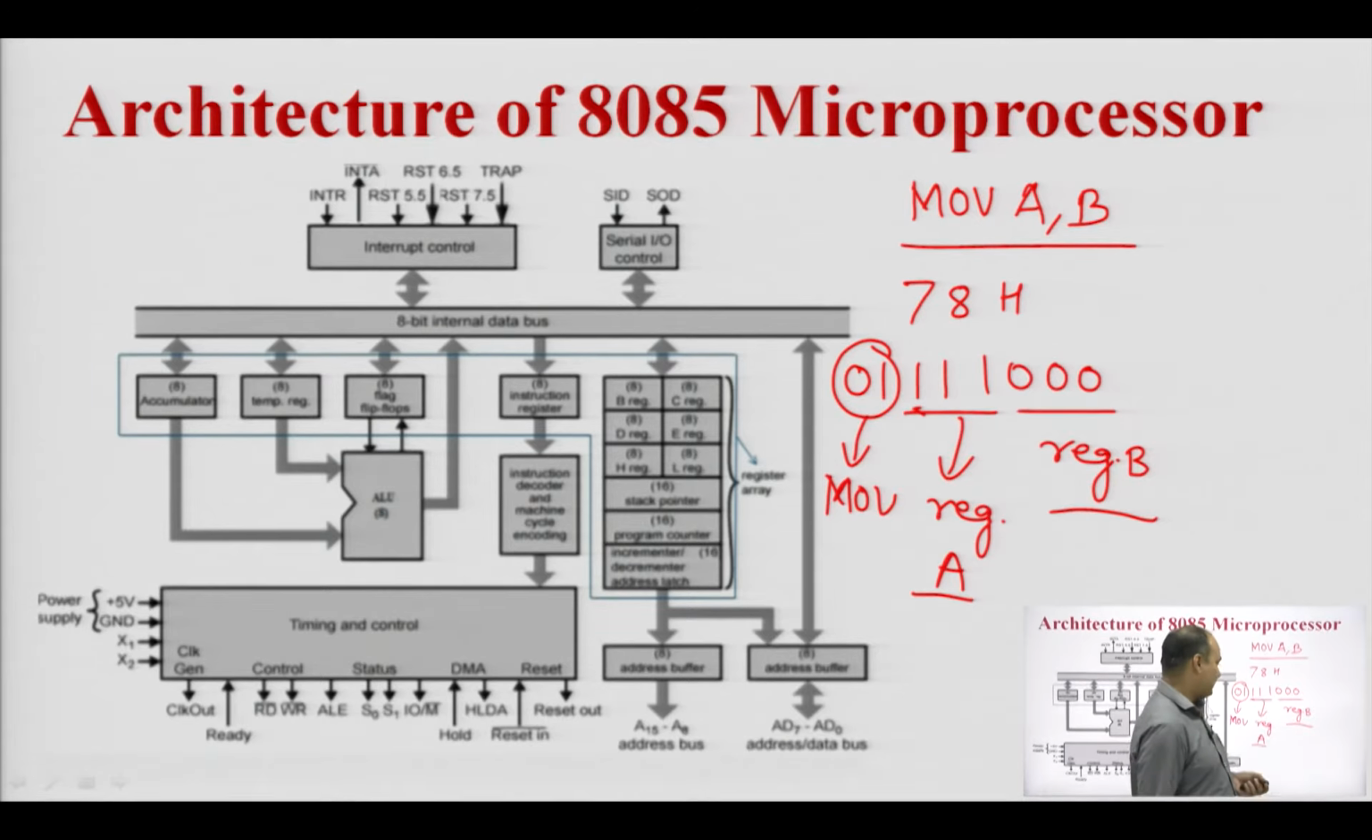To perform DMA related operations, the microprocessor will generate the hold acknowledge signal in response to the hold signal. With the help of the hold signal, the microprocessor will release the control of the address bus, data bus and control bus for the DMA controller after executing the current instruction, and in response to hold, the HLDA signal is generated by the microprocessor for the DMA controller. So, this is the timing and control unit.